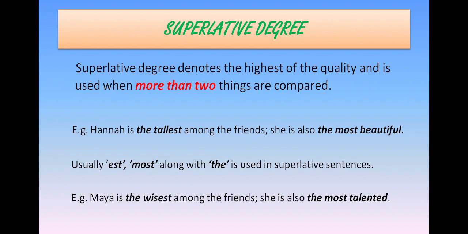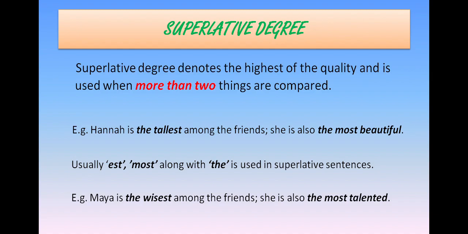Then we move on to superlative degree. The superlative degree is the highest degree. It denotes the highest of the quality and is used when more than 2 things are compared. For example, Hannah is the tallest among the friends. She is also the most beautiful. So she is the tallest and most beautiful among all her friends.